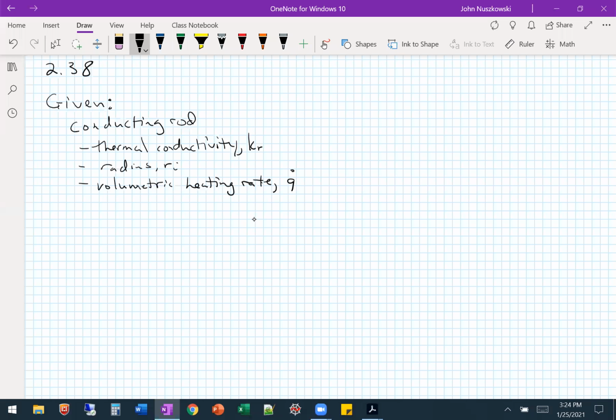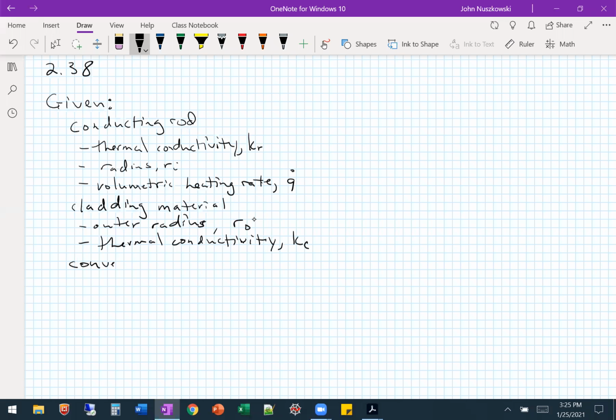And then there's a cladding material around it. That has an outer radius Ro, thermal conductivity K subscript C, and then there's convection cooling. So that gives us h and T infinity.